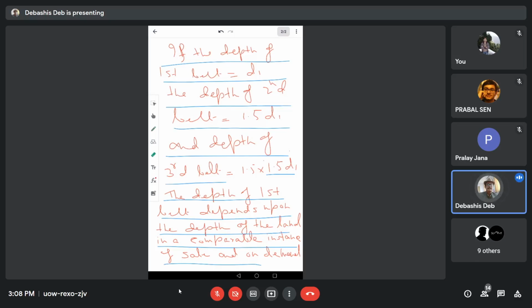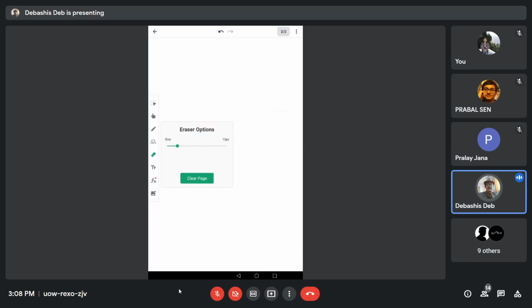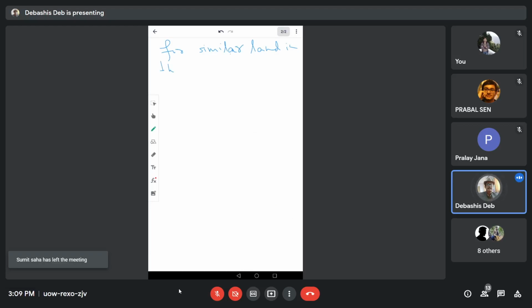Let me delete this page. Demand for similar land in the locality. The depth of, oh, that is mentioned already.